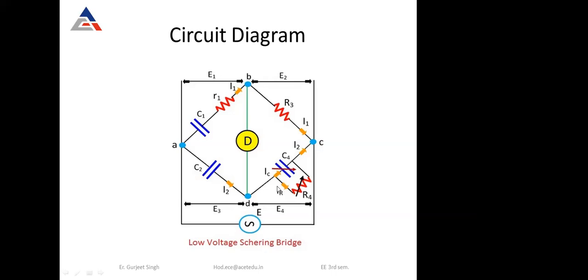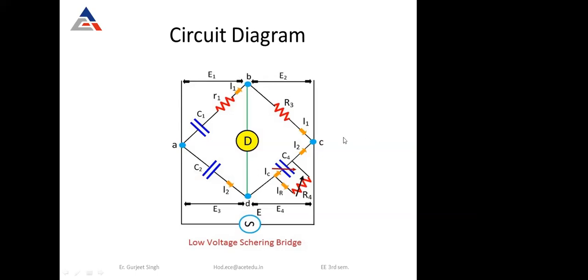The capacitor C4 is a variable capacitor, shown by the arrow, and the resistance R4 is also a variable resistance. Basically, in the Schering bridge we will find out the values of C1 and R1, that is, the arm AB. Students, the rest of the values are known to us.